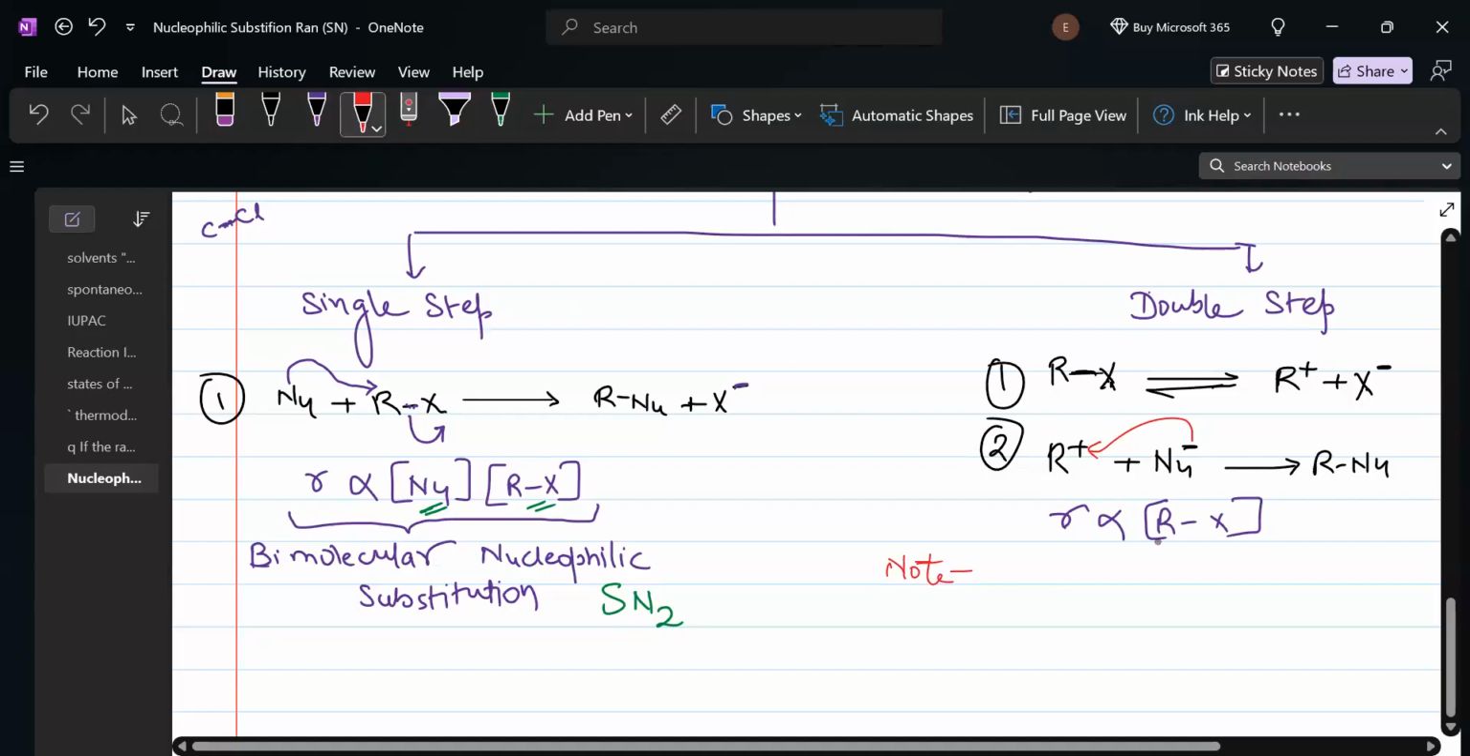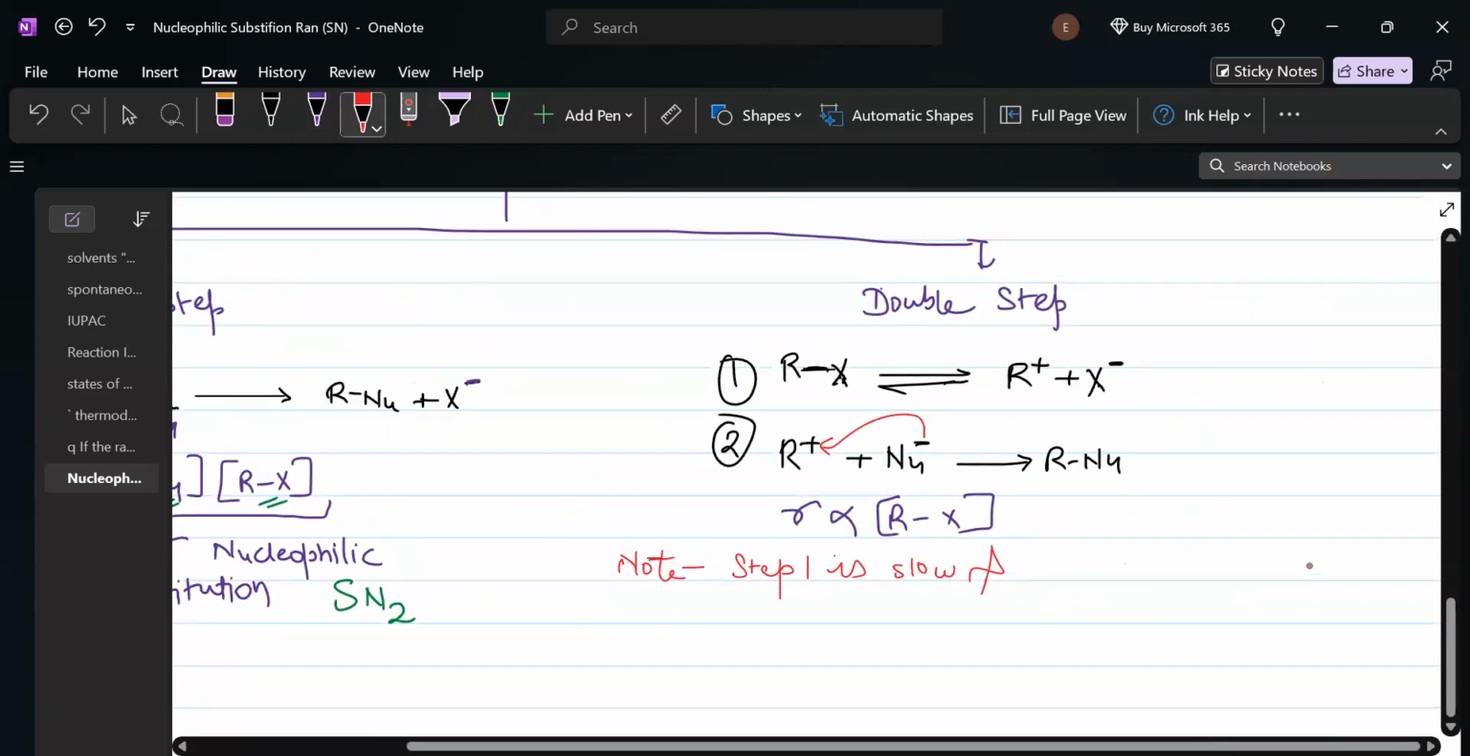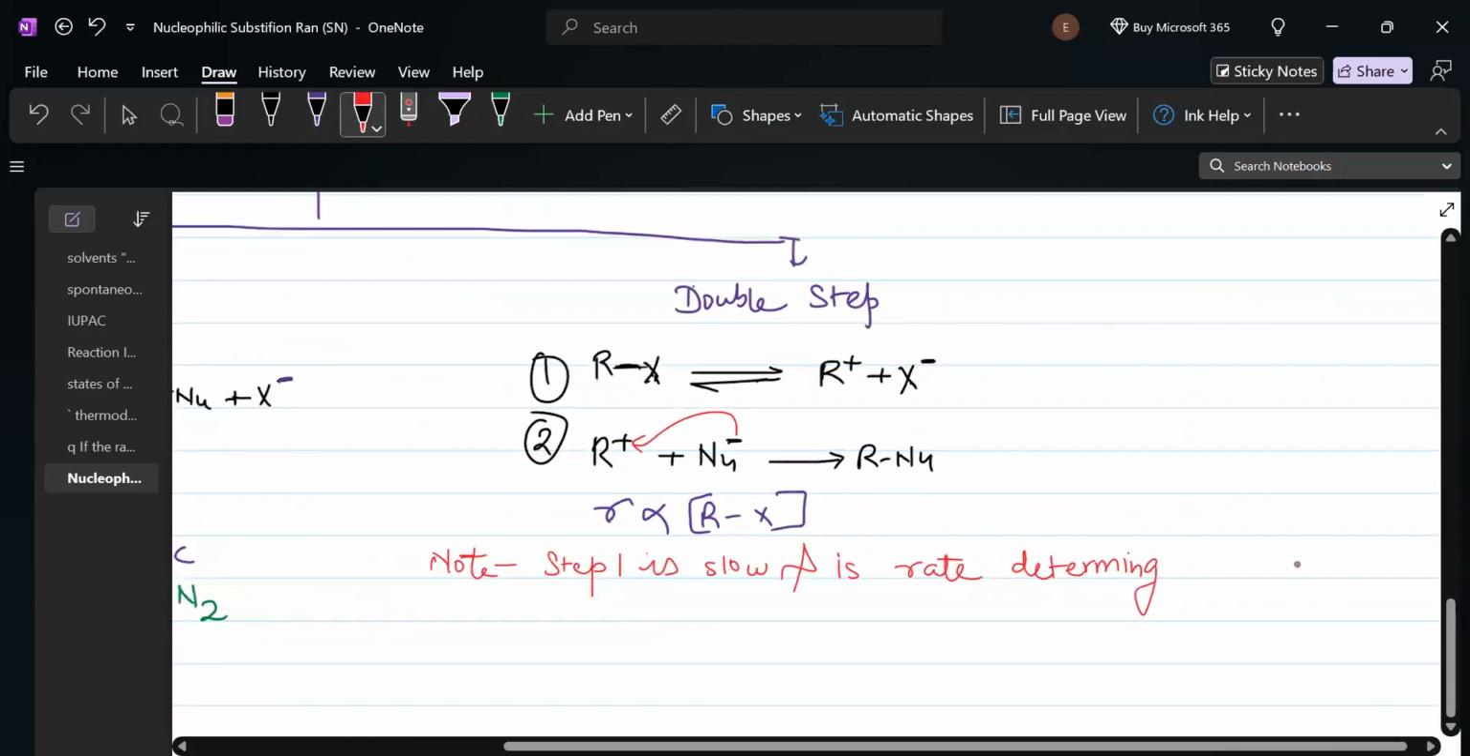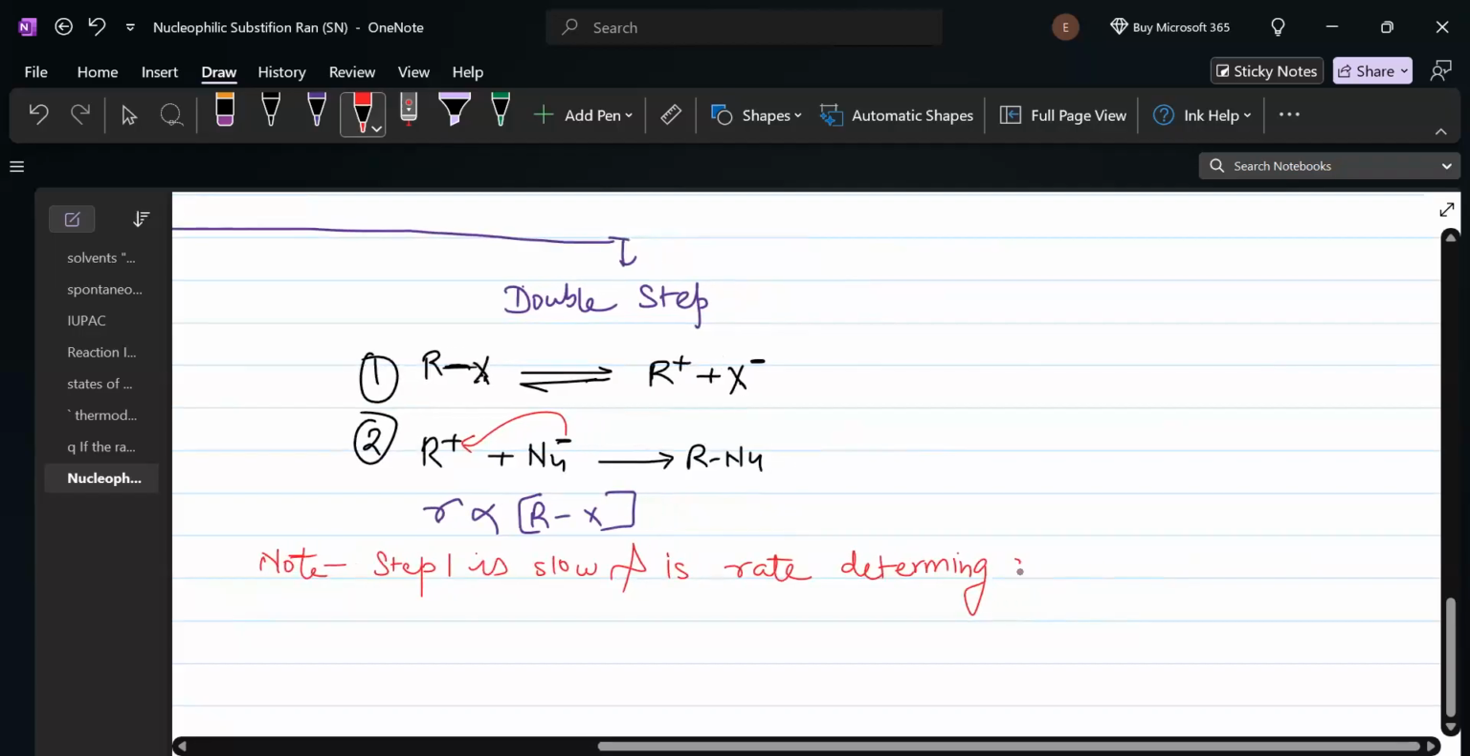Because step 1 is slow and is the rate determining step. Have you heard this term, rate determining step? Anyone?